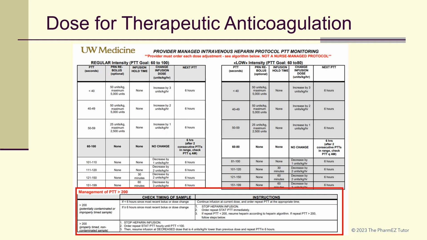If the aPTT result is greater than 200 seconds, this means too much heparin has been given, so the infusion needs to be stopped temporarily. It can be restarted after the aPTT decreases to 100 seconds at a rate lower than 4 units per kilogram per hour than previous. As a side note, you can compare the low intensity protocol goal to be less than the regular intensity, targeting 60 to 80 seconds.